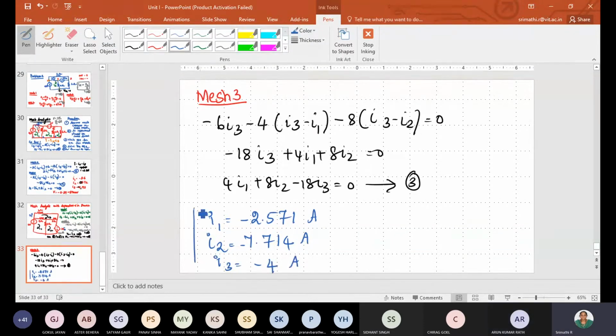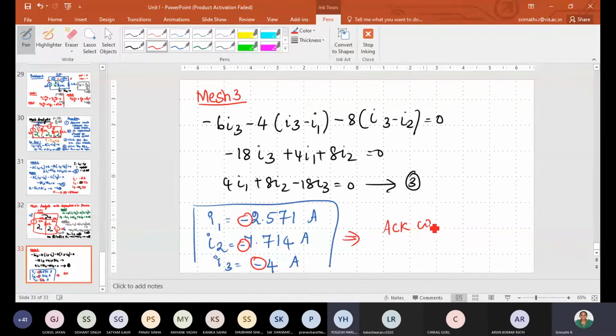Okay, guys, when you look at this, all the currents are negative. Yes, ma'am. Meaning your assumed current direction is wrong. You're getting me? That should be in the opposite sense. All I1, I2, I3 should be in the anti-clockwise direction. Okay? Yes, ma'am.